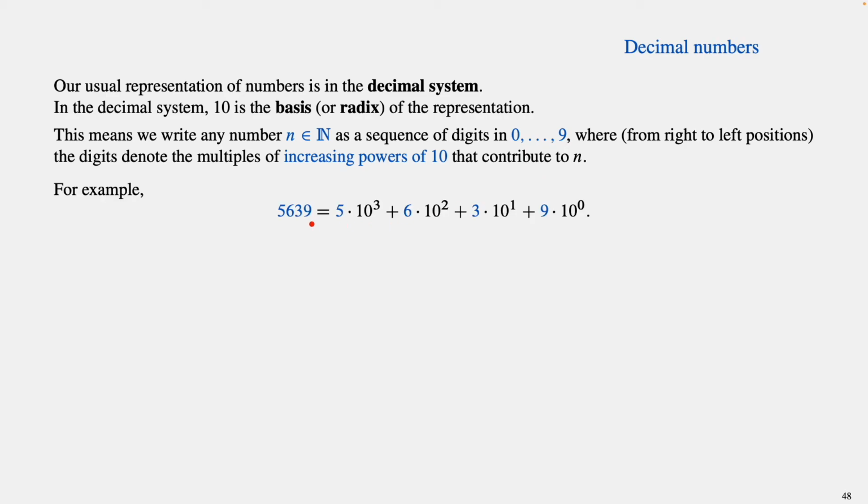So, for example, if we have the number 5,639, that is a shorthand for 5 times 10 to the power of 3, so 5,000, plus 6 times 10 to the power of 2, so 600, plus 3 times 10 to the power of 1, so 30, plus 9 times 10 to the power of 0, so 9 times 1.